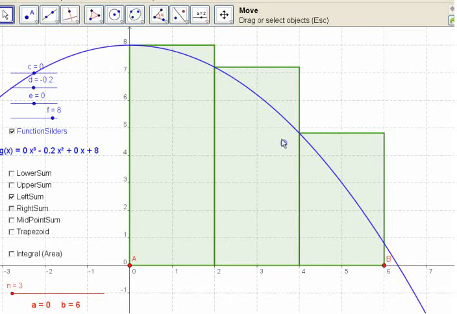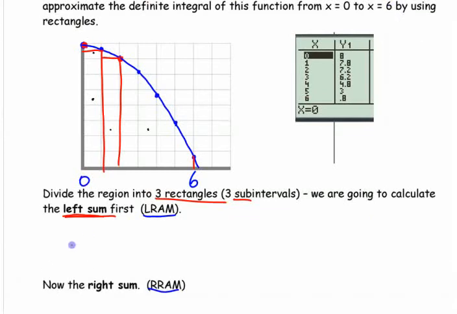Rectangles you're calculating, and I mean you could count the area, but if you're calculating it here, the left sum is going to be, let's go back to our three rectangles here, right? The left sum is this rectangle, which actually is at the top, and this rectangle, and this rectangle. So it's the height on the left-hand side, which is 8 times 2 plus, what is it going to be here? So it's this height times 2, this height times 2, and what's the third one here?